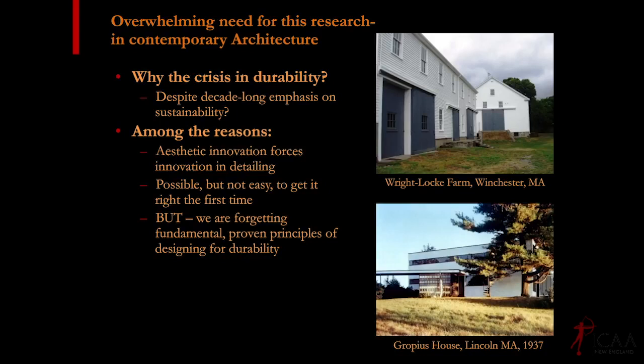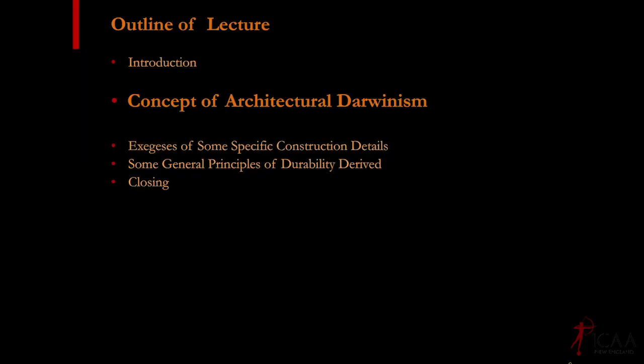Among them is that when you're trying to innovate aesthetically, as Gropius was here in Lincoln in 1937, it forces you to invent all new details rather than relying on the details here. It's possible to get it right the very first time you try something, but it's certainly not easy. And I think first and foremost, we're forgetting some basic fundamental principles of designing for durability. So in short, I think that ties back to this concept of what I call architectural Darwinism.